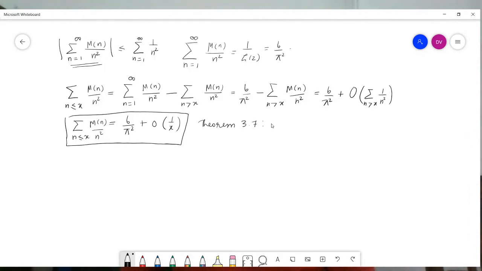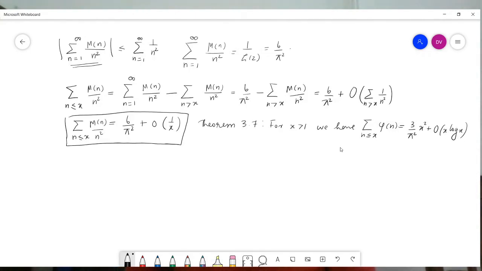The theorem says that for x greater than 1, we have the formula: sigma n less than or equal to x, phi of n equals 3 by pi square times x square plus O of x log x.